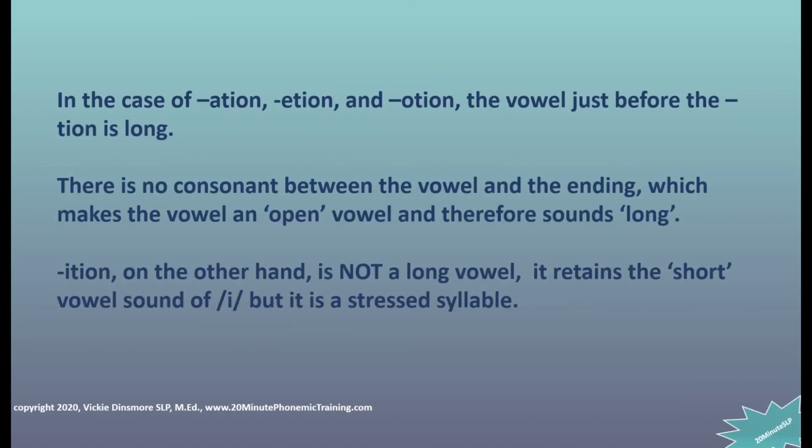And in the case of ation, ition, and ocean, the vowel just before the tion is long. There is no consonant between the vowel and the ending, which makes the vowel an open vowel, and therefore it sounds long. Ition, on the other hand, is not a long vowel. It retains the short vowel sound of I, but it still is a stressed syllable.